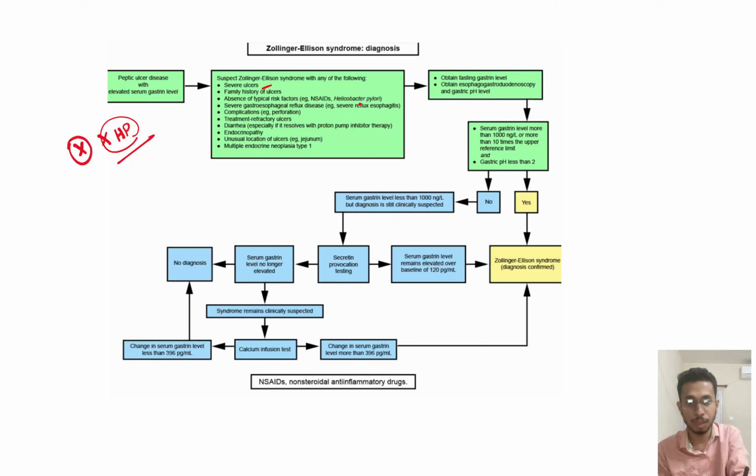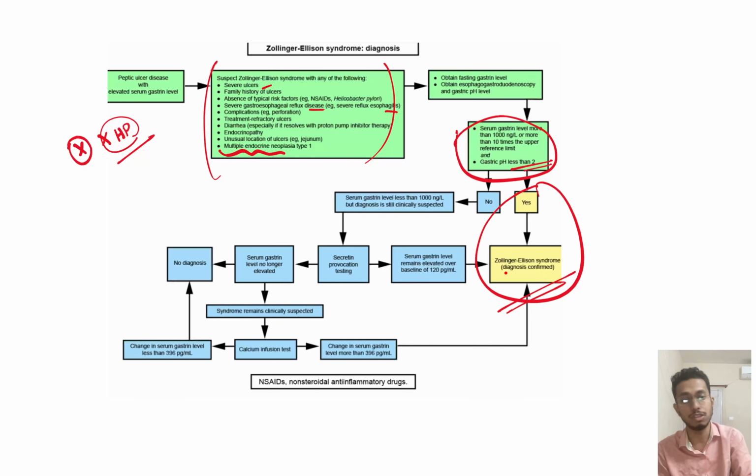serum gastrin level. If the person has severe GERD, severe reflux esophagitis, and or the first presentation was a complication of peptic ulcer like perforation, or the person is suffering from multiple endocrine neoplasia type 1, or there is family history of ulcer. In such cases, you can suspect it to be Zollinger-Ellison and go for specific tests. What is the specific test? It is serum gastrin level, and also to confirm that gastric pH is acidic, less than 2, and if gastrin is more than 1000, the diagnosis is confirmed.